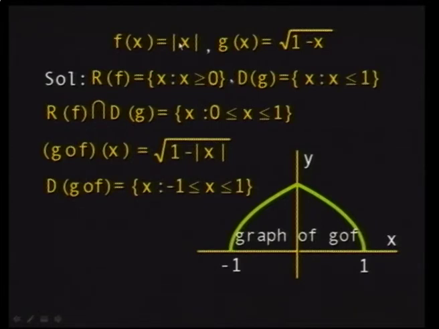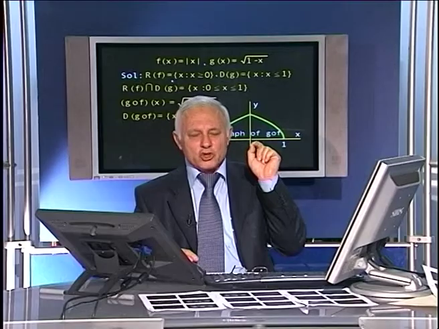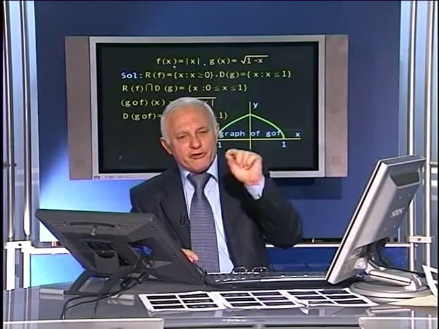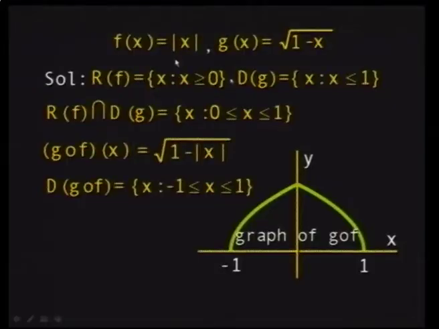this comes first, G circular F. So we study the range of the first one. We said the range of the inner function and the domain of the outer function. Here we are not studying F circular G, but G circular F. In other words, we operate F and then we operate G. So the range of F is what? All values of x greater than or equal to 0, and the domain of G is what here? All values of x less than or equal to 1.